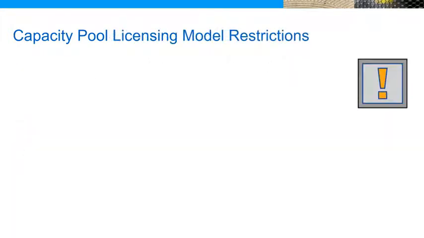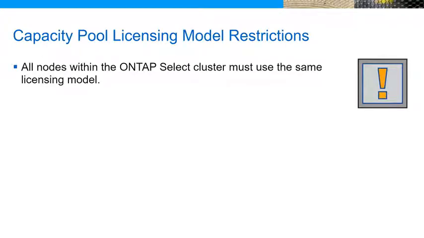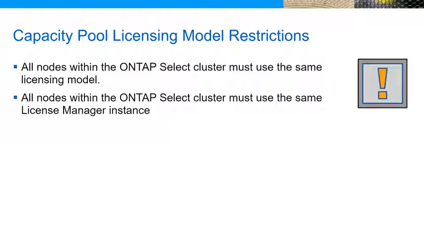Certain restrictions apply when using the capacity pool licensing model. All the nodes within a single ONTAP Select cluster must use the same licensing model, either capacity tiers or capacity pools. All the nodes with a capacity pool license in an ONTAP Select cluster must use the same License Manager instance. Each deploy instance contains one instance of License Manager.